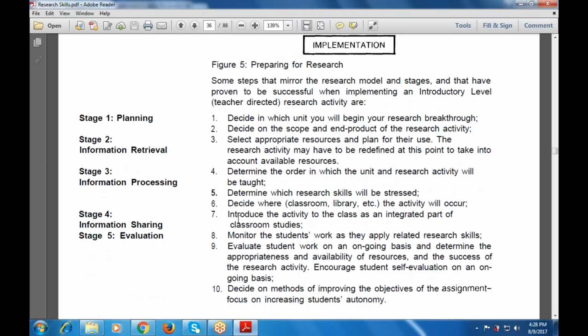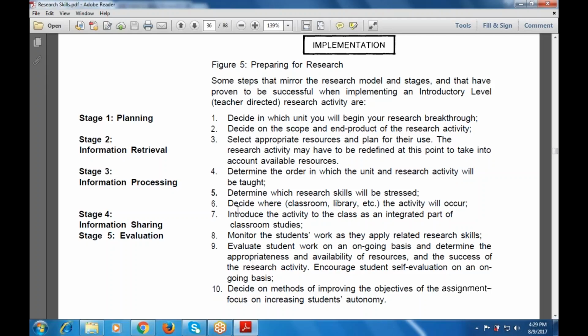So this preparation will be used for the planning, retrieval, processing, sharing, evaluation. Now, let's see what are the various steps that will be used to model the research, to model the stages that have proven to be successful when implementing an introductory level, that is a teacher-directed level research activity.